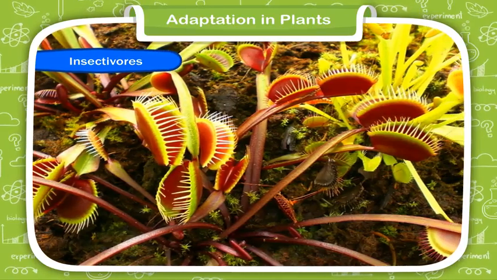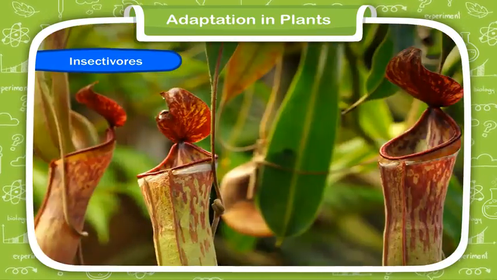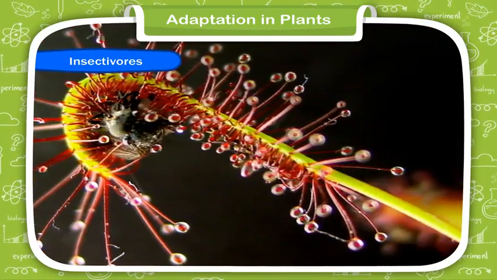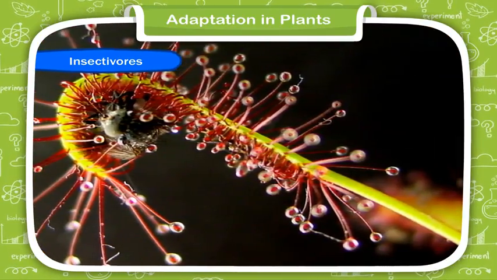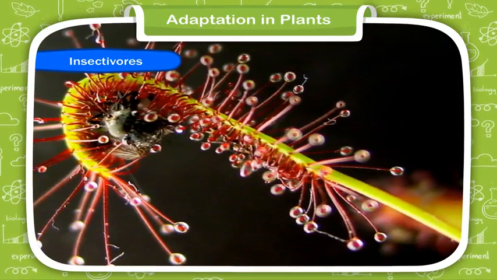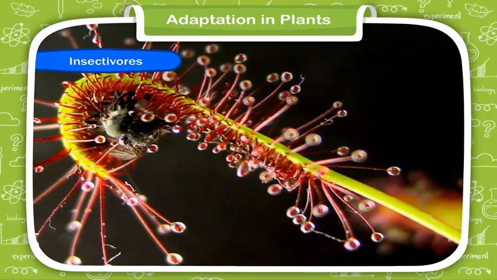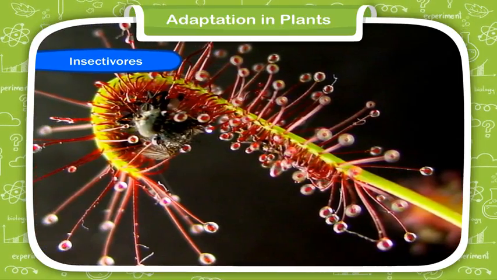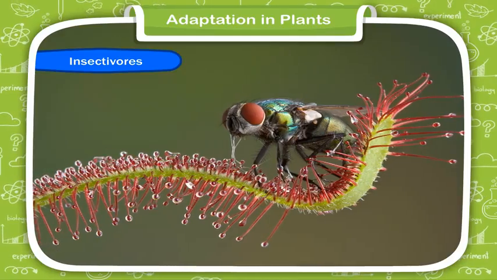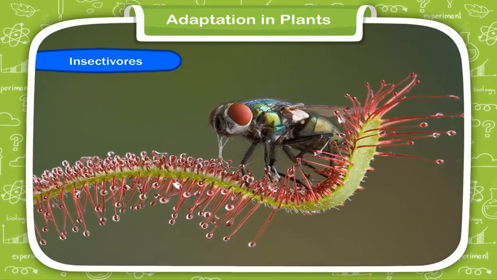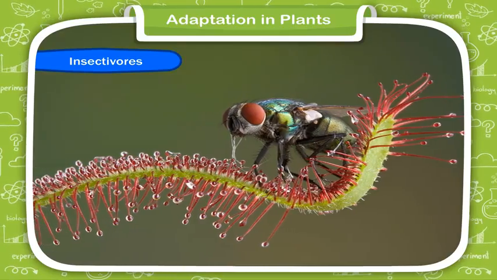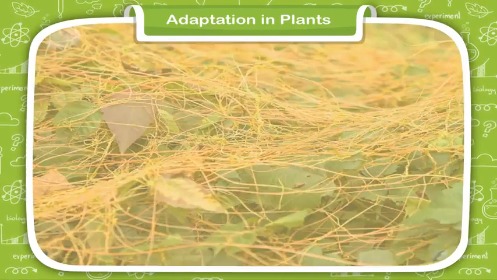Insectivores. There are some plants such as pitcher plant, Venus flytrap plant, and sundew plant that trap and eat insects. They are called insectivores. The leaves of sundew plant have tentacles which are covered with a sticky substance at the top. When an insect lands on the sticky tentacles, it struggles to free itself, which stimulates the tentacles to tighten their grip on the insect.